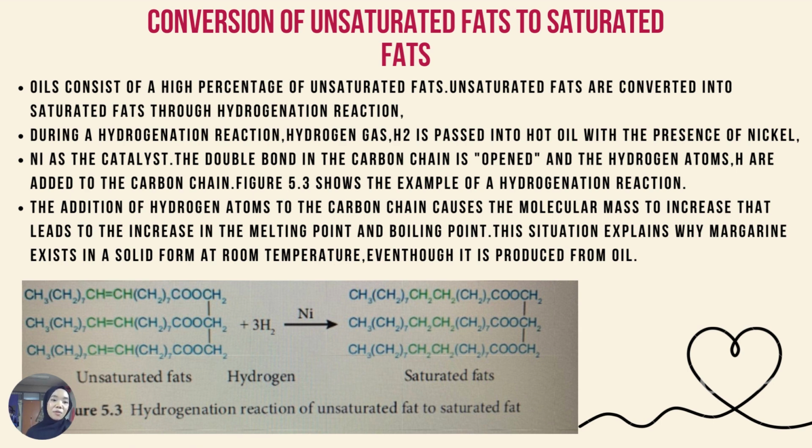The addition of hydrogen atoms to the carbon chains causes the molecular mass to increase, which leads to an increase in the melting point and boiling point. This situation explains why margarine exists in a solid form at room temperature even though it is produced from oil. Figure 5.3, hydrogenation reaction of unsaturated fat to saturated fat.